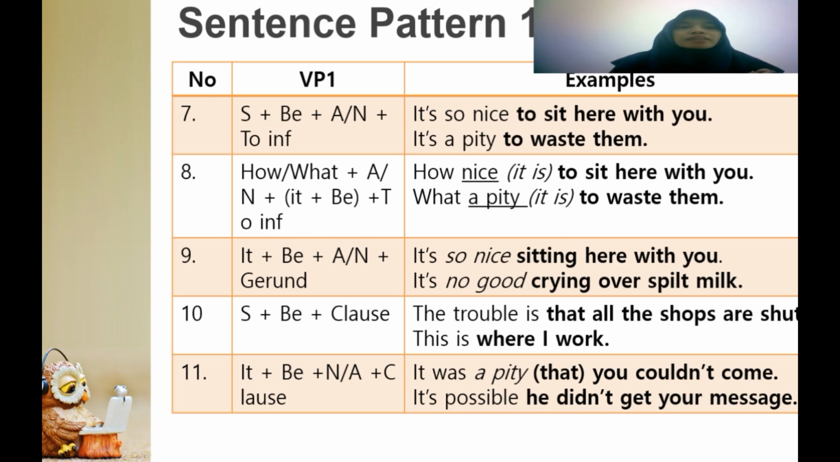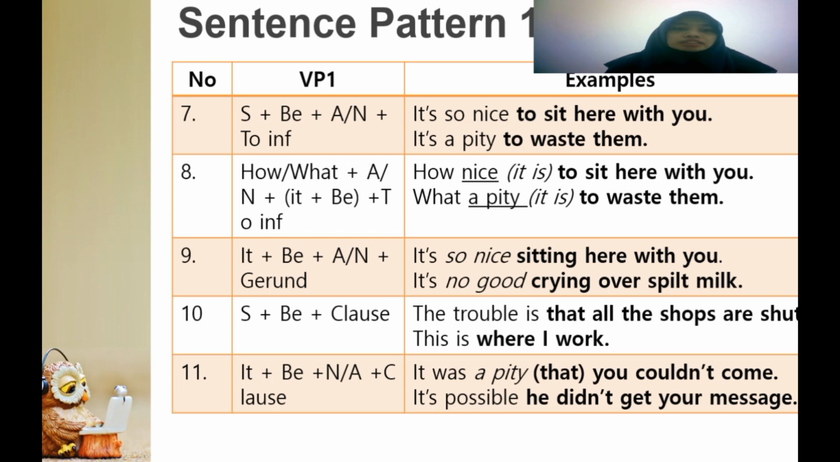That's also correct. And then the 9th one, we have it plus to be plus adjective plus or noun plus gerund. For example, it's so nice sitting here with you, or it's no good crying over spilled milk. It is the subject, and then is the be verb, and then we have the adjective like so nice here, or adjective phrase, and also noun like no good, and then we have the gerund phrase, sitting here with you and crying over spilled milk.